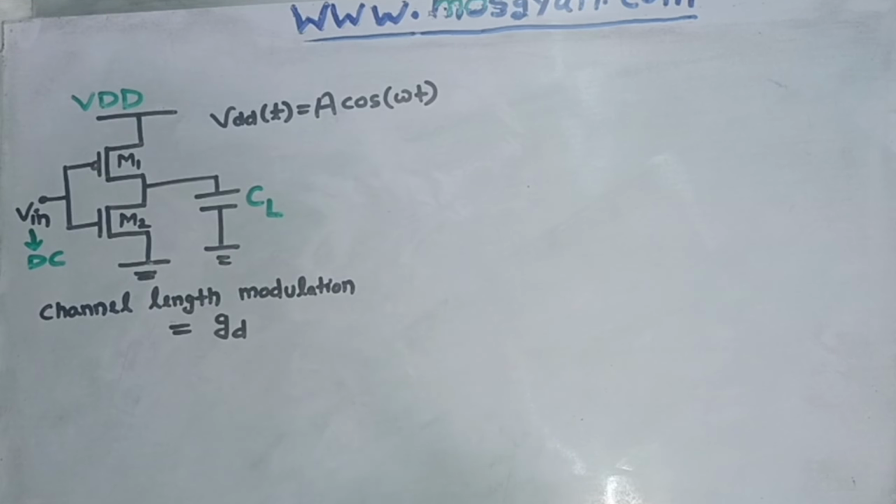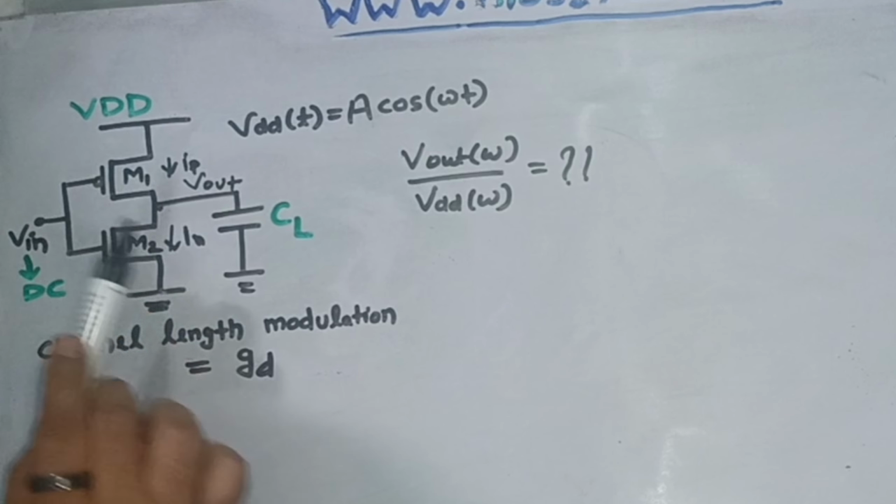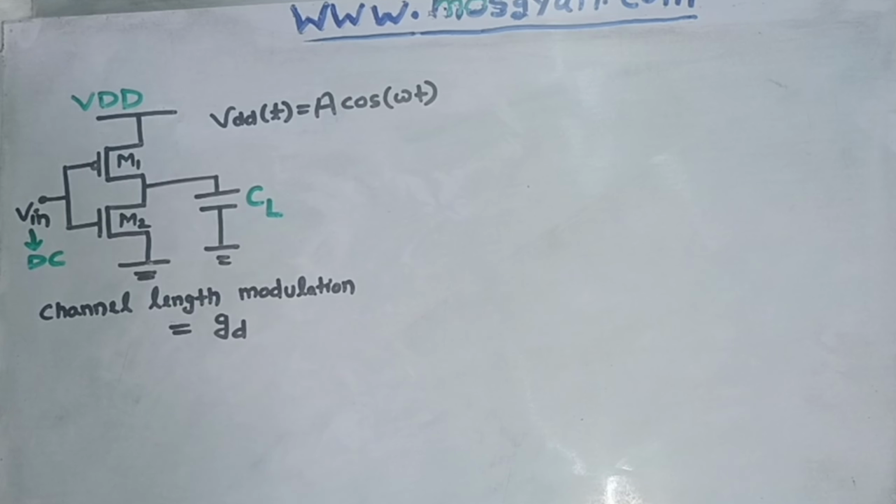and NMOS. In this question, we have to calculate the transfer function of the CMOS inverter in the j omega domain. So we have to calculate V out upon VDD. V out is this node and VDD is already given to us, so we need to calculate V out upon VDD in the omega domain. So let's start solving this question.